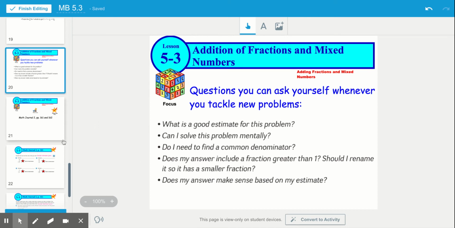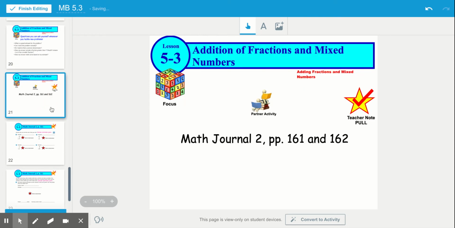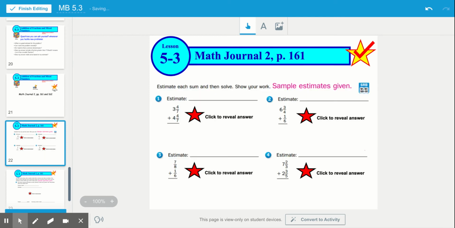Use these questions to help you and guide your thinking on these next problems that we're going to do in Math Journal 2 on page 161 and 162. Let it load. There we go. So on problems 1 through 4, you are going to do exactly what we just talked about. You're going to estimate each sum, and then you're going to solve it. Make sure you show all of your work so you can refer back to it. So you can see problems 1 through 4 here. All of them have mixed fractions or mixed numbers.